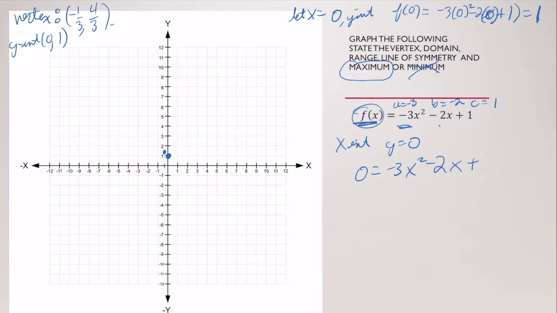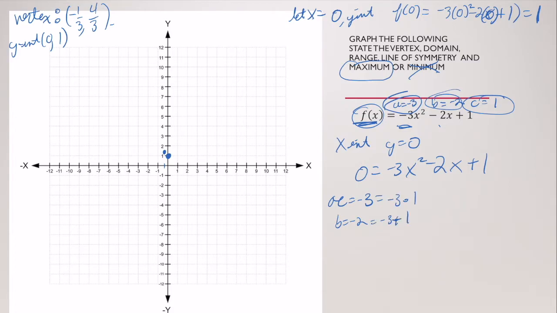And this is a quadratic function, and we know how to solve these. We could use the quadratic formula. We could complete the square, which no one wants to do. I don't mind it. And then we could find the factors of a times c that add up to b. Well, in this case, a is negative 3 and c is 1. So ac is negative 3. What are some factors of negative 3 that add up to negative 2? How about negative 3 times 1?